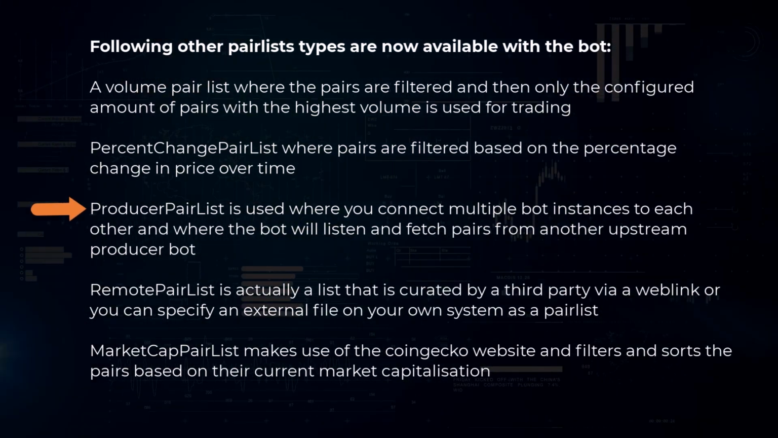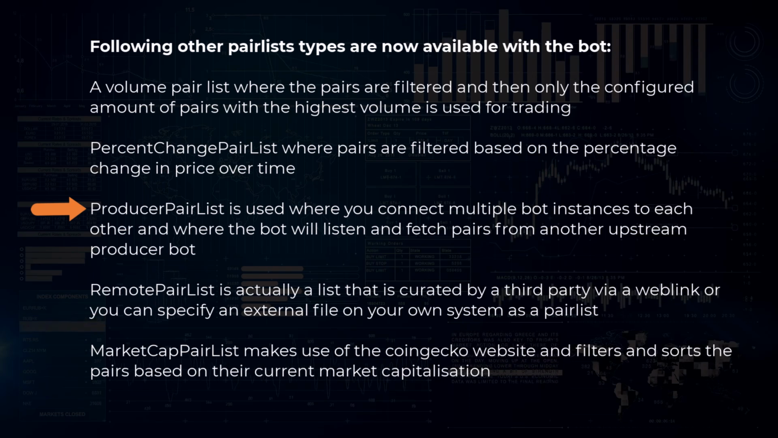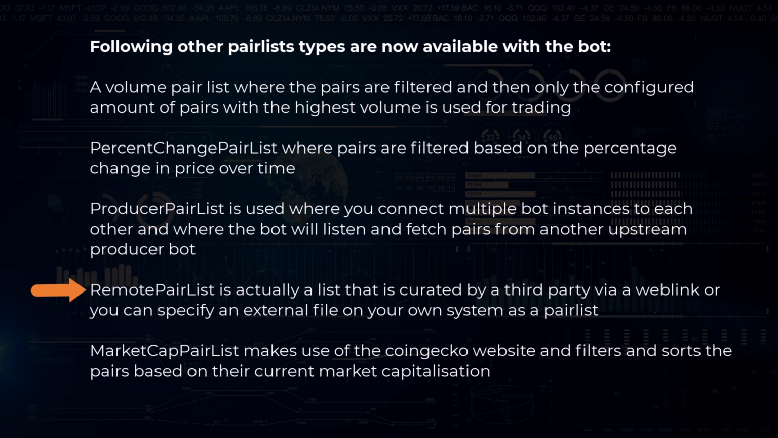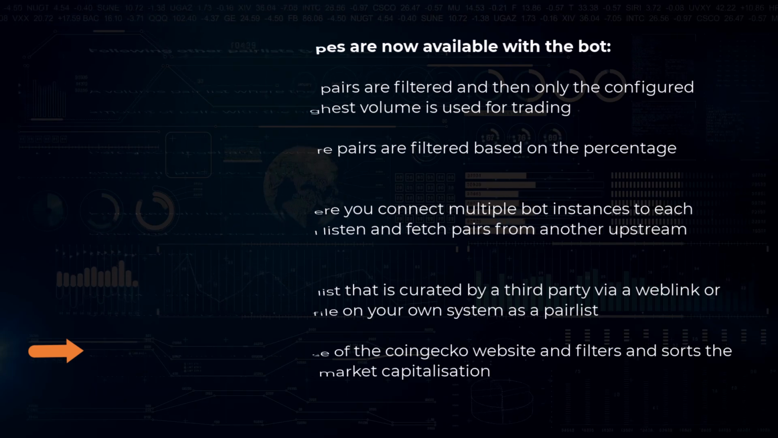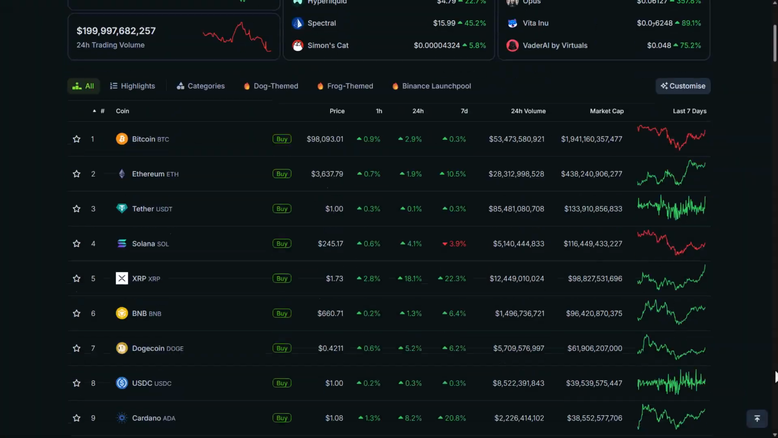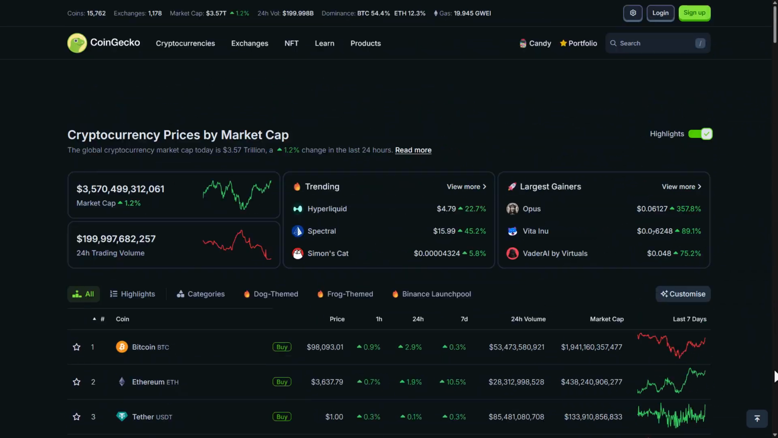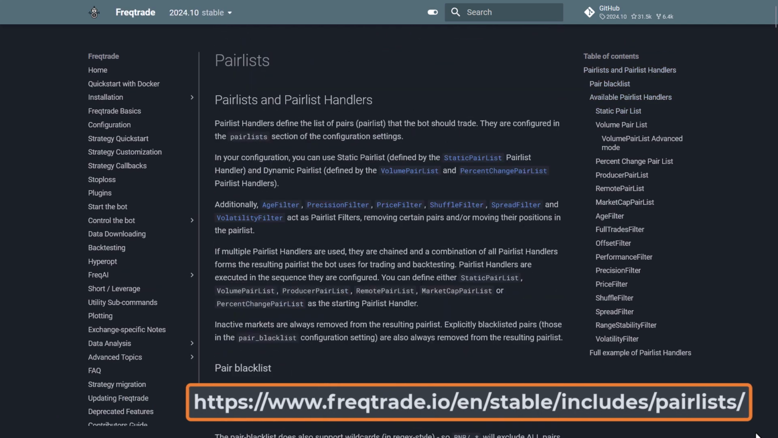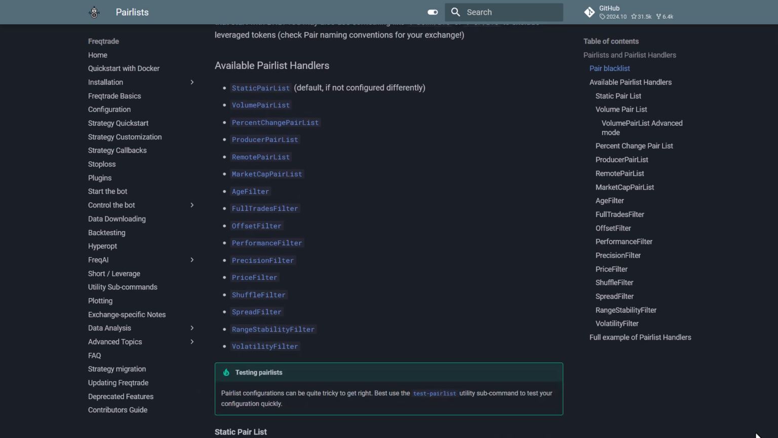A producer pair list is used when you connect multiple bot instances to each other and where the bot will listen and fetch pairs from another upstream producer bot. A remote pair list is actually a list that is curated by a third party and provided via a web link, or you can specify an external file on your own system as a pair list. And the market cap pair list makes use of the CoinGecko website and filters and sorts the pairs based on their current market capitalization. Now, if you want to know more about the specific configuration of the pair list function, then read the documentation about that on the following link. This documentation is excellent and provides you with all the necessary information you will need to configure this neat feature.